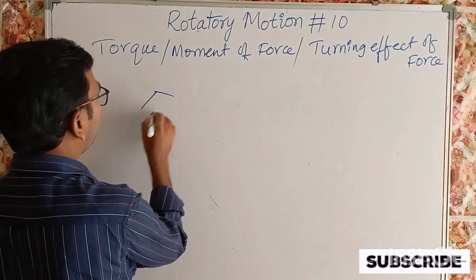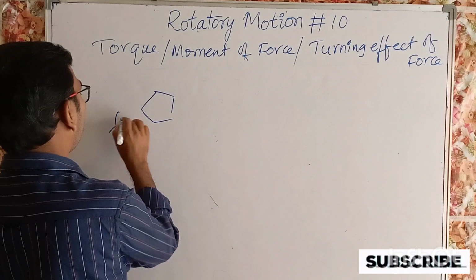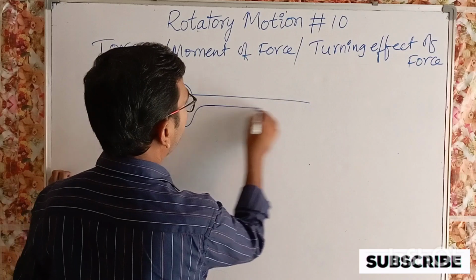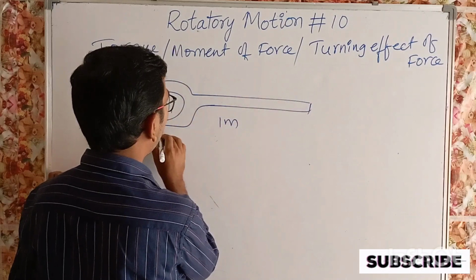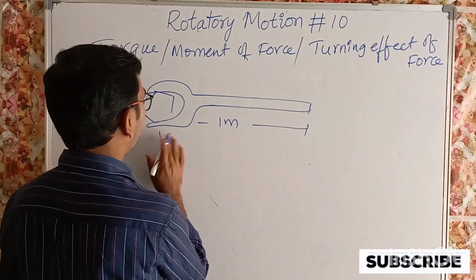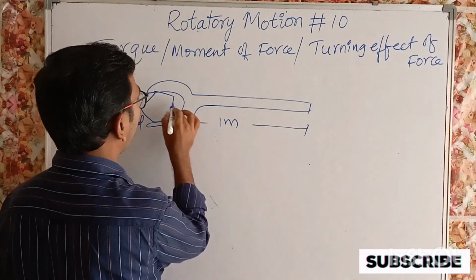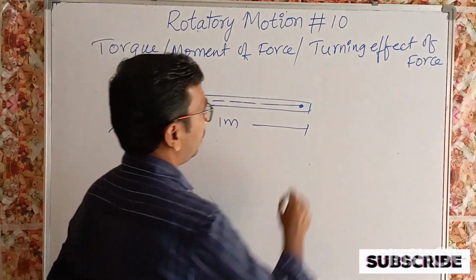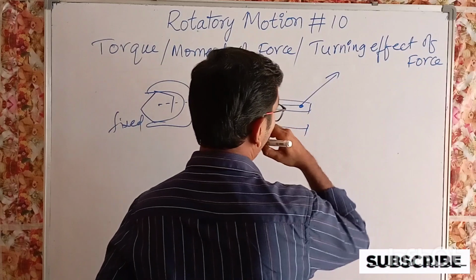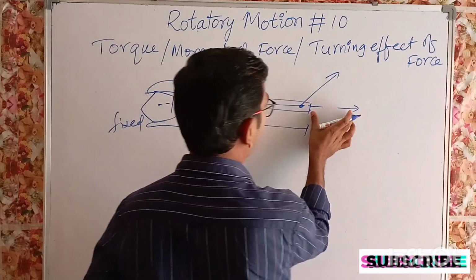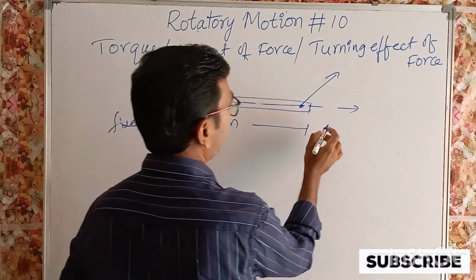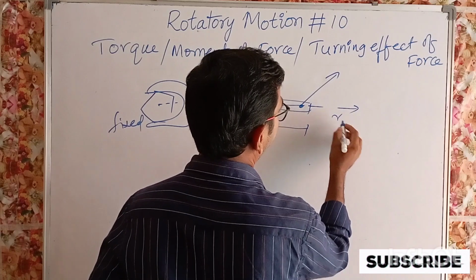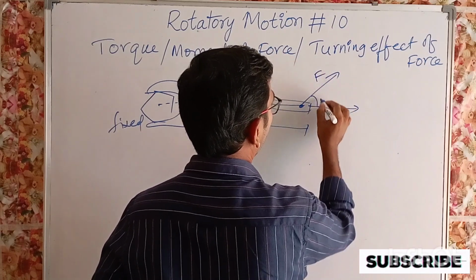So a bolt or nut is fixed, and you use a spanner of length 1 meter. This is from here to here. Here the applied force is F, which makes an angle of 37 degrees with the radius vector. This is the arm length, so this is R, and this is F. This is 37 degrees.